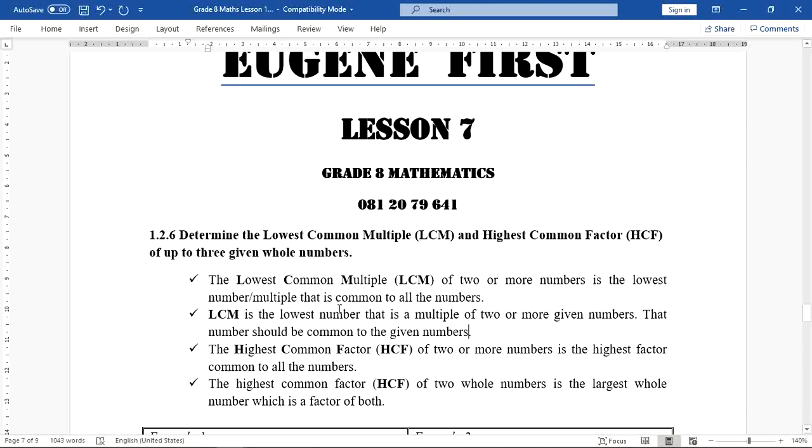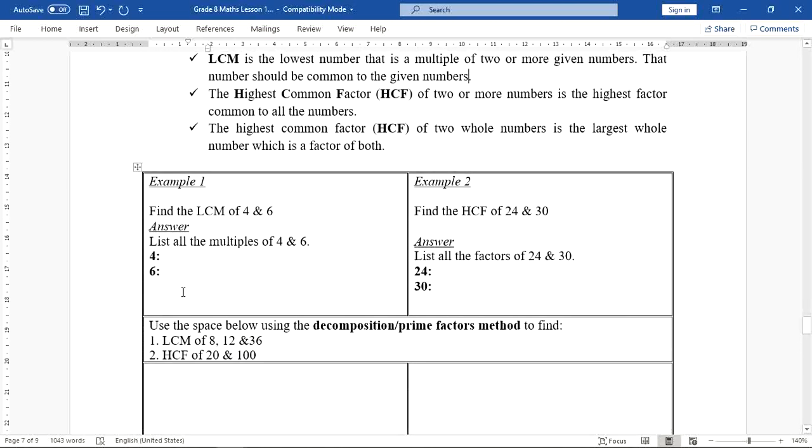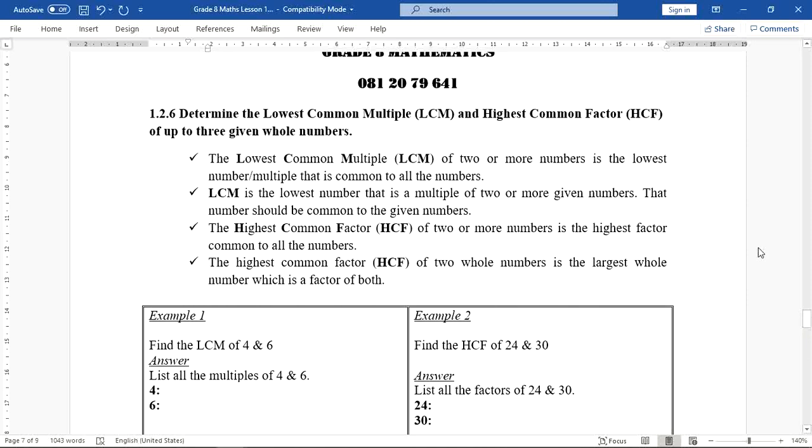Maybe let's look at an example so you can understand the definition. Let's look at example number 1. Find the lowest common multiple of 4 and 6. Before you understand the lowest common multiple, you should know how to find the multiples of any number. In our second video, we learned how to find the multiples of a number, and we even learned the definition of a multiple. So if we want to find the lowest common multiple of 4 and 6, we need to list all the multiples of 4 and 6.